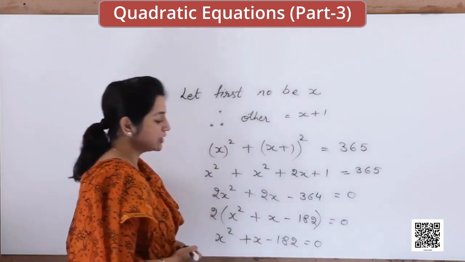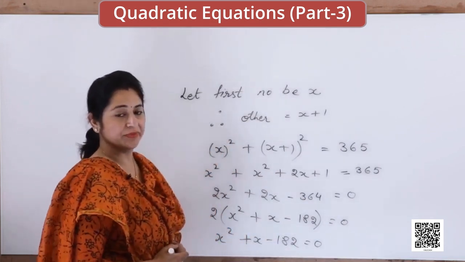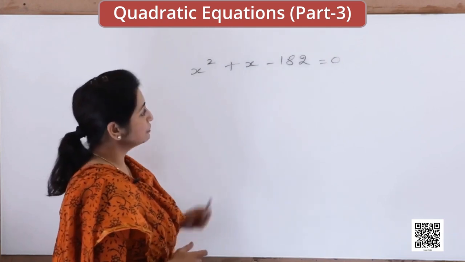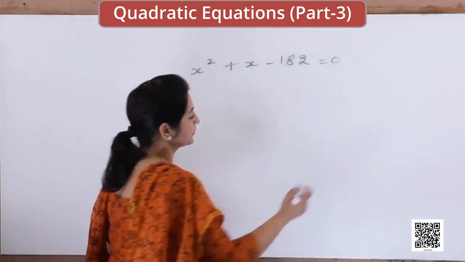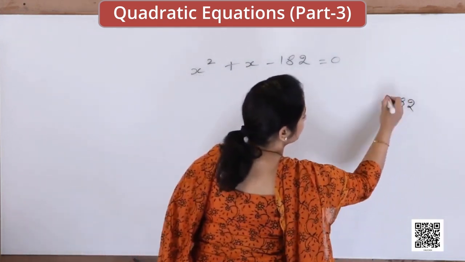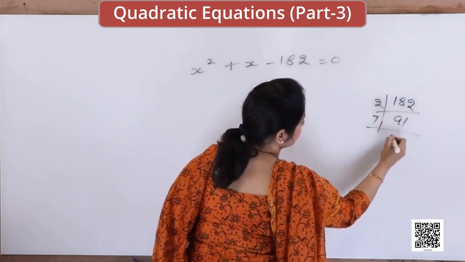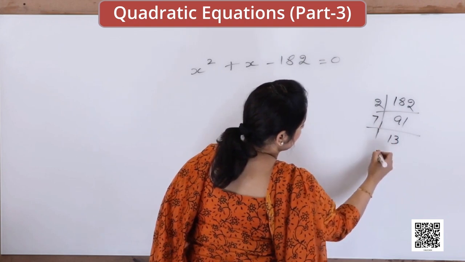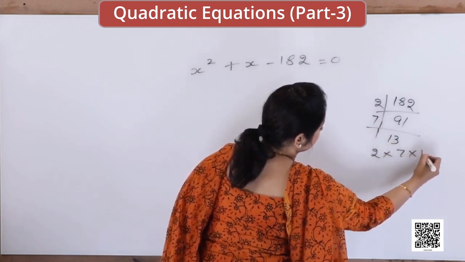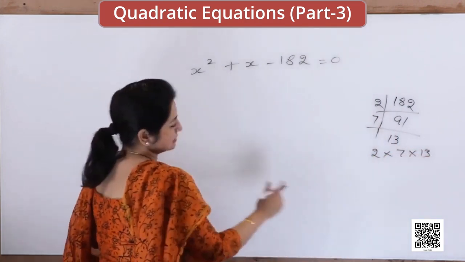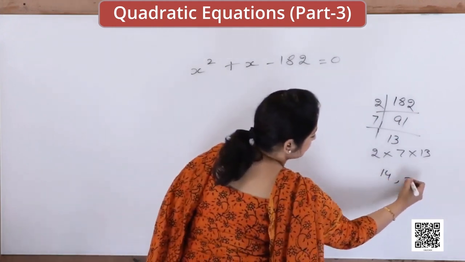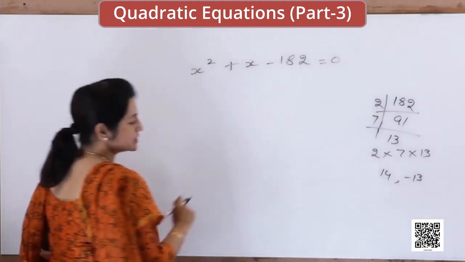Now we can solve it with the help of factorization method. For that we need the factors of 182. Now 182 dividing by 2 we will get 91. Dividing it by 7 we get 13. So we have 2 into 7 into 13. We need x here. So we can take 14 comma minus 13. It will give us 1.